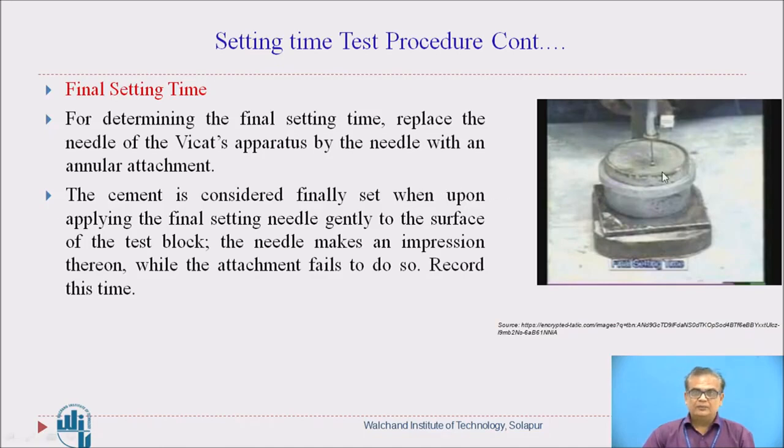Now the cement paste will be called finally set when the needle makes some impression on the paste, but the annular attachment fails to do so. That particular moment is picked up and reported as the final setting time of cement. Time is measured from addition of water to cement to this moment. And remember, the final setting time should not be more than 600 minutes, that means 10 hours. So there is a maximum limit on final setting time. This should be noted down.